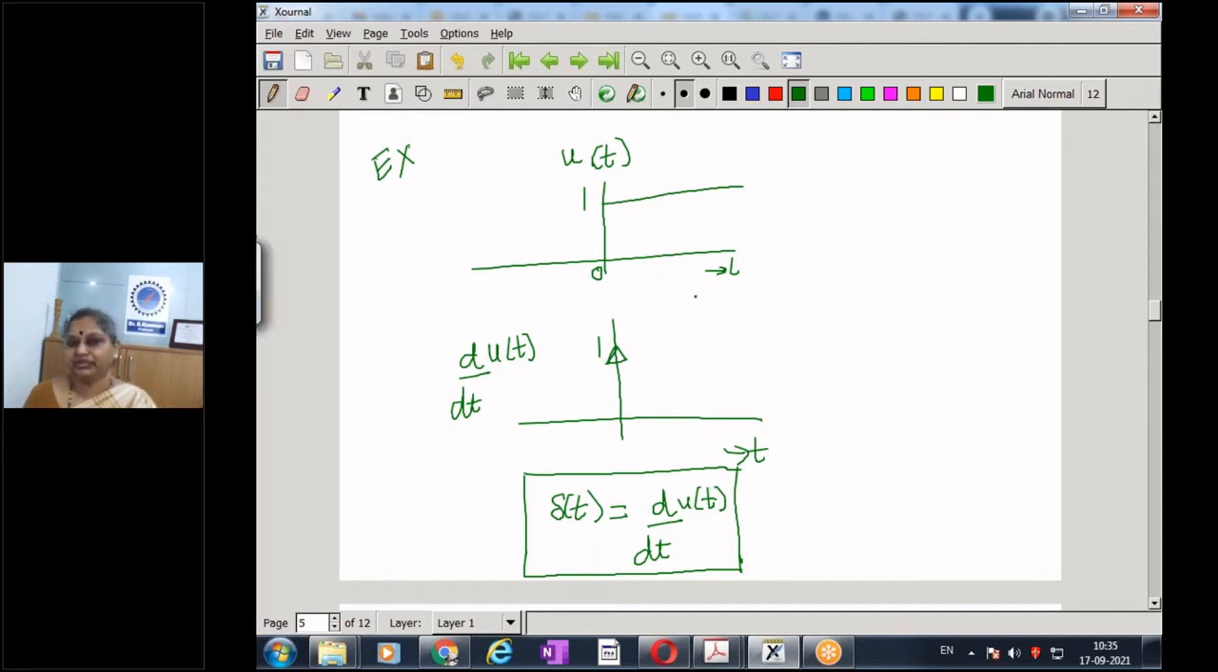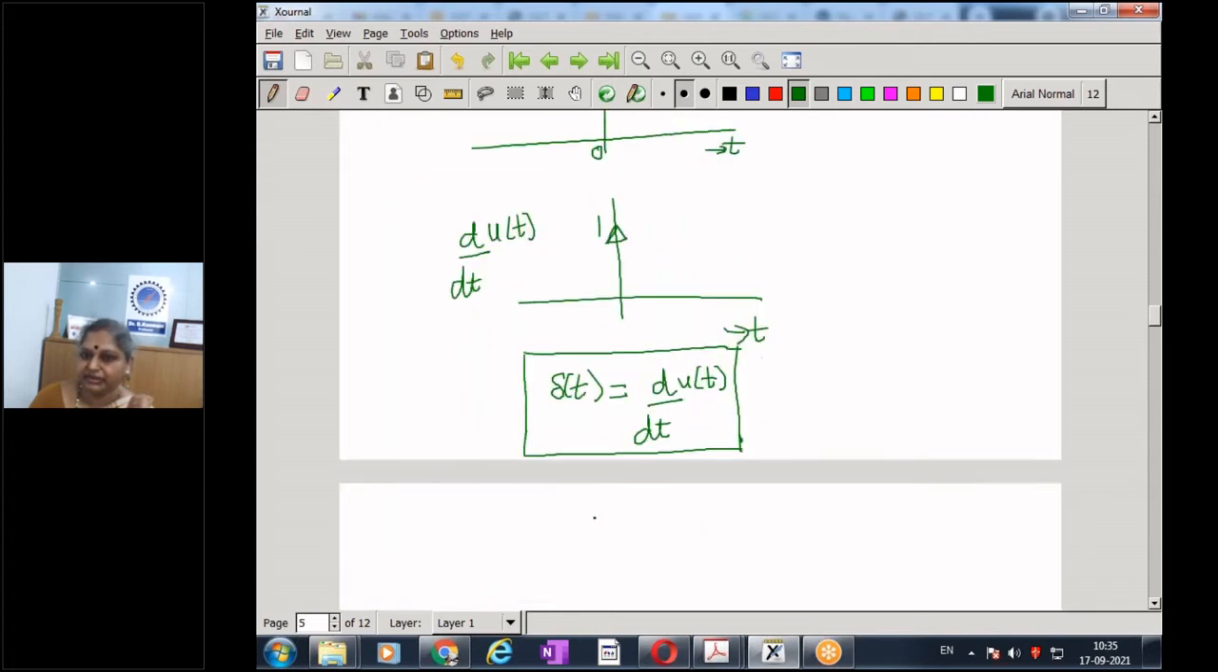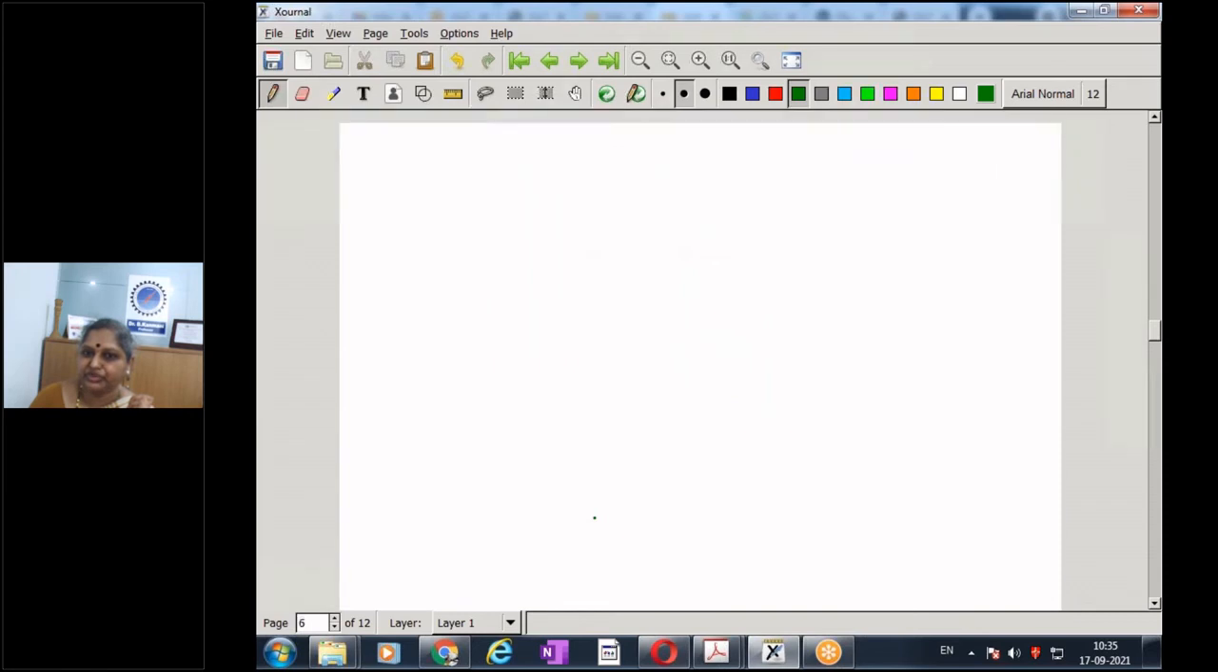Normally the control system people do the step response of the system, the steady state response, etc. Finally, if we want to get the impulse response, this relation between the impulse and the unit step is going to be extremely useful. So this is about differentiation. Any doubt? Do you want me to repeat or take one more example? Can we proceed to integration? Okay, we'll go to integration now.